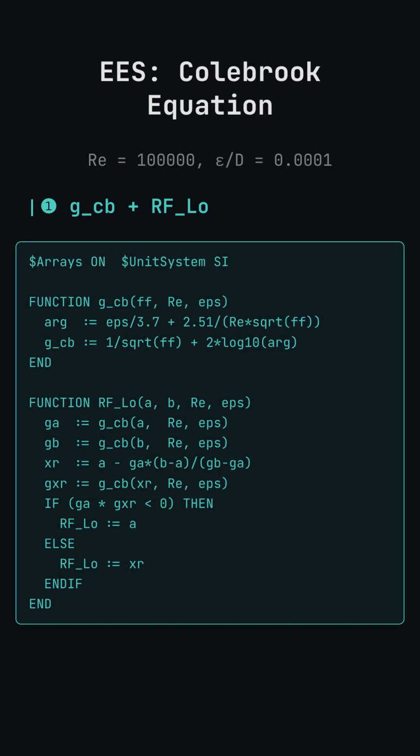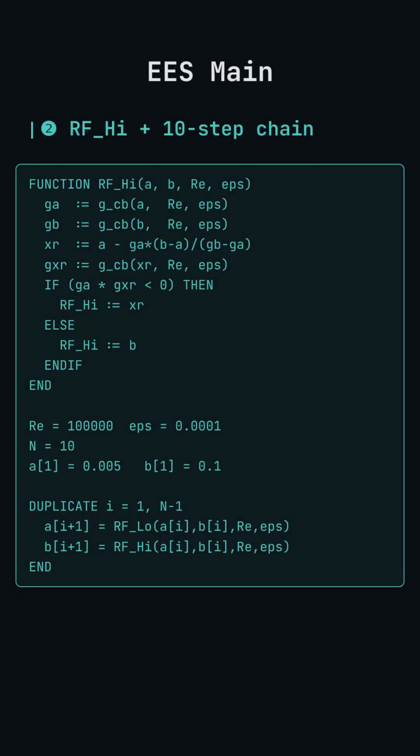First, define the Colebrook residual function g underscore cb using an intermediate variable to keep the line short. Then define rf underscore low for the lower bound update, calling g underscore cb inside. Rf underscore high is symmetric to rf underscore low. The duplicate chain runs 10 steps. Inspect xr of 10 in the solution window to read off the converged friction factor.